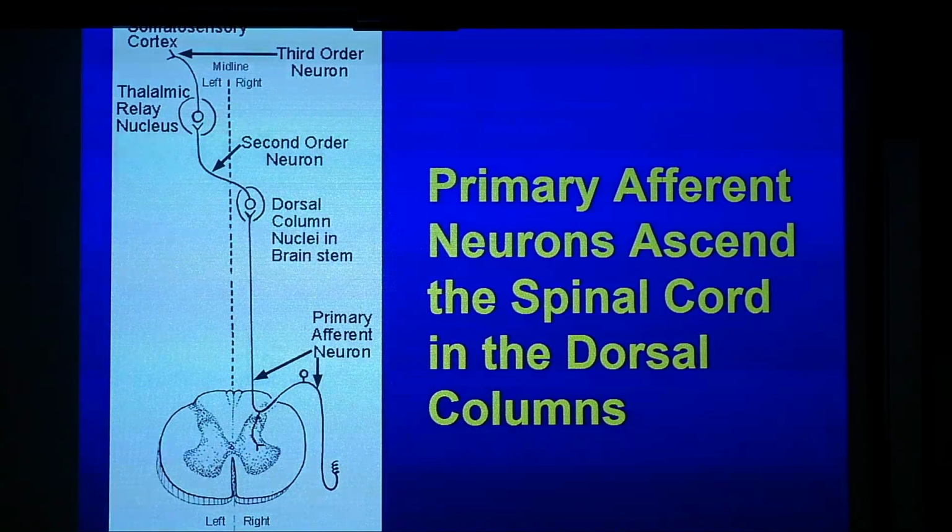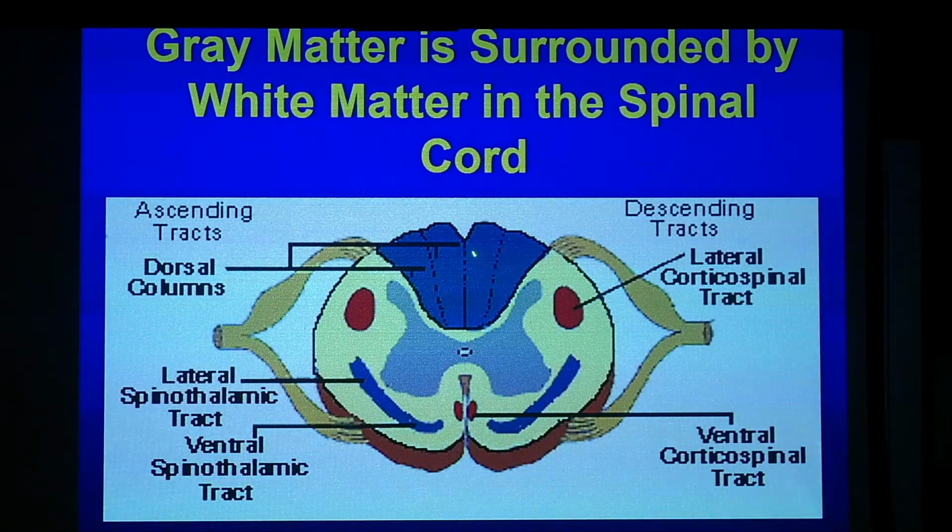Yes? Is the medial lemniscus the same thing as the dorsal column nuclei? So what's the difference between the dorsal column nuclei and the medial lemniscus? The dorsal columns, these are the dorsal columns. If you go back to, let me go back. These are the dorsal columns. On this side of the midline, they're carrying information from the same side. This is the dorsal columns on the other side.